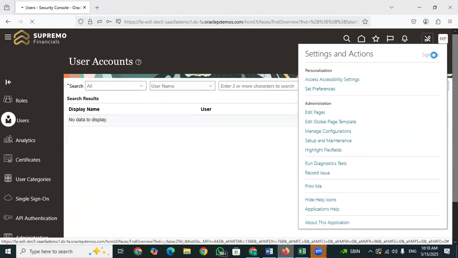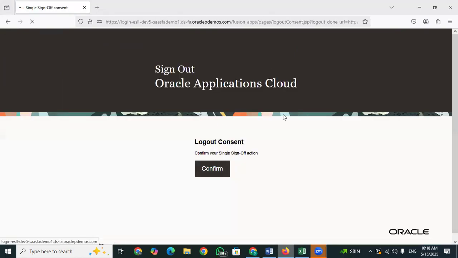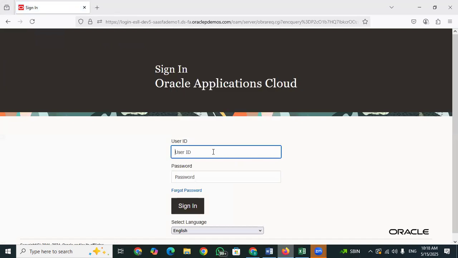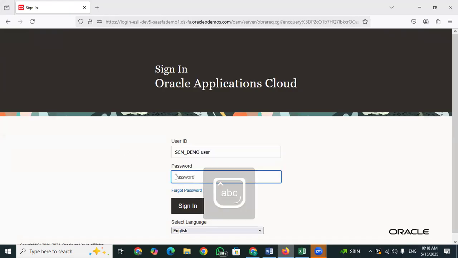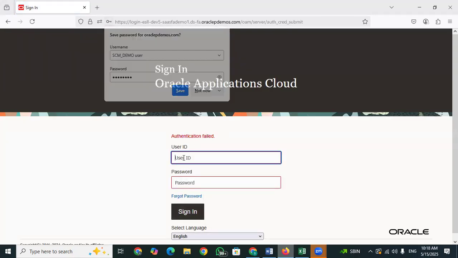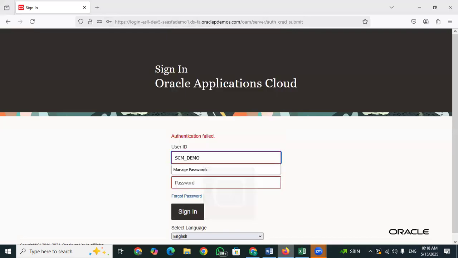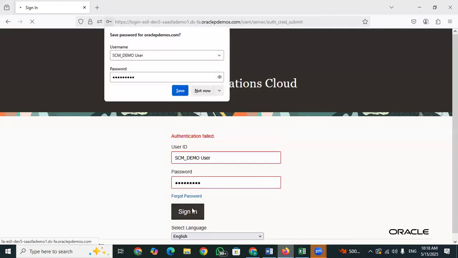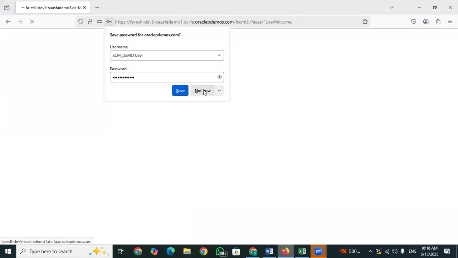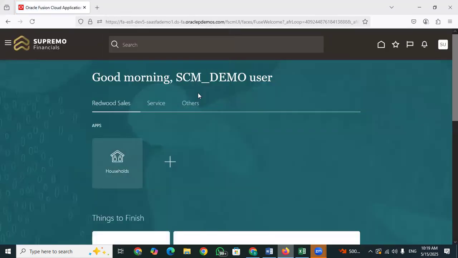Let's log in with the credentials we just created. Log out and log in. So what is that? SCM demo user, right? The password we provided here. SCM demo user. Now you can see the user account.